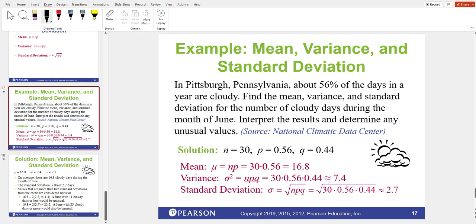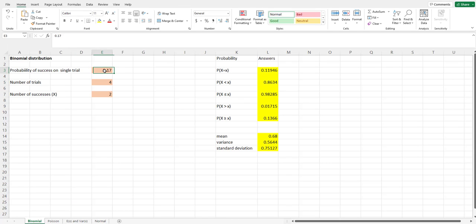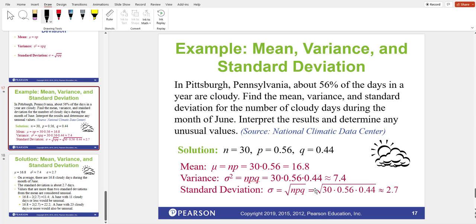So like I said, StatCrunch will not do this for you, but if you go to my Excel template, it will. So you got 0.56 and it's 30. If you look, you don't even have to put in the number of successes because it's not asking you to calculate a probability. It's only looking for the mean, variance, and standard deviation. So you only need to put in information in the first two boxes. And if you look down here at the bottom right, you get 16.8, 7.392, and 2.71. And that's the same thing we got on my PowerPoint.